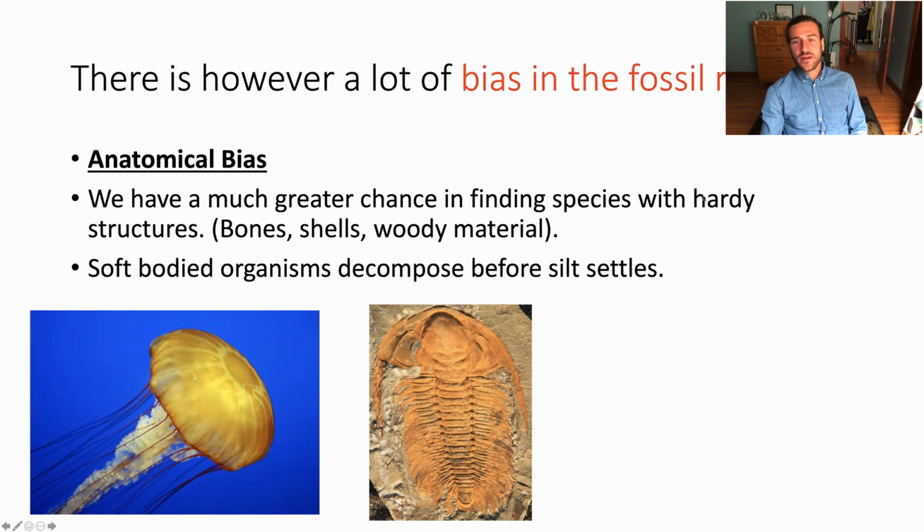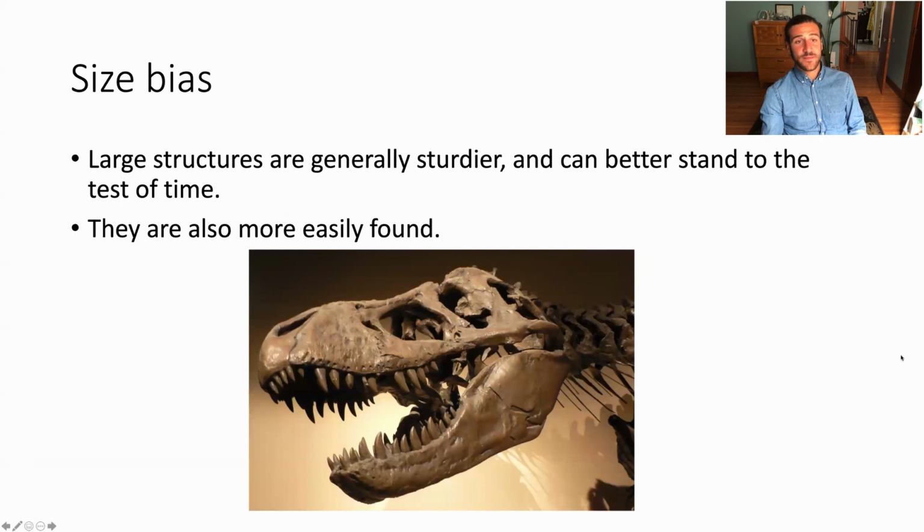So we have a much greater chance of finding species with hardy structures, like these trilobites that had this outer calcium carbonate shell, right? So there is an anatomical bias. Soft-bodied organisms like these jellyfish decompose before silt settles. So unfortunately, we don't know much about ancestral organisms to jellyfish, right? Because of these soft-bodied tissues. So we have an anatomical bias. We should know that.